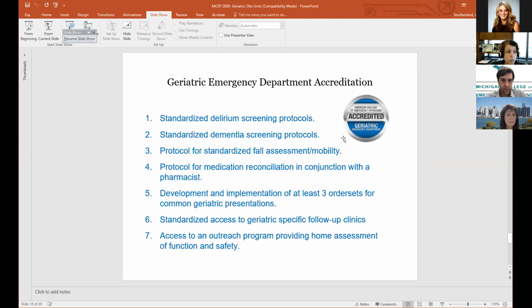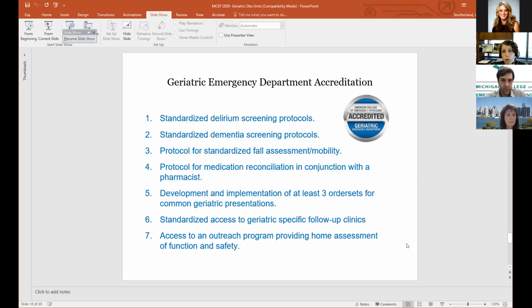And again, you're almost to a level 2 geriatric ED, silver level, just by putting in some policies in your OBS unit. Have 3 order sets, be able to have a pharmacist do some med rec, some sort of standardized fall assessment, and the ability to consult physical therapists, home outreach programs, more transitions of care, which many of you already have in place for your ED.